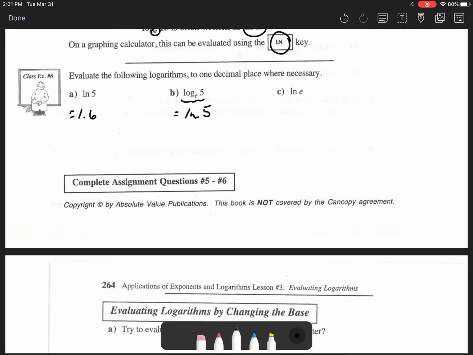In this second question, when they have log base e, we know that's the same as the natural log of 5. So again, ln 5, enter, and again also 1.6. So A and B are basically the same question, just notated two different ways.